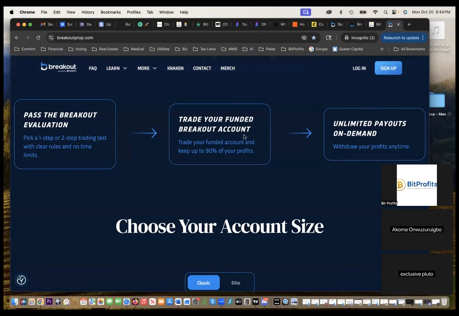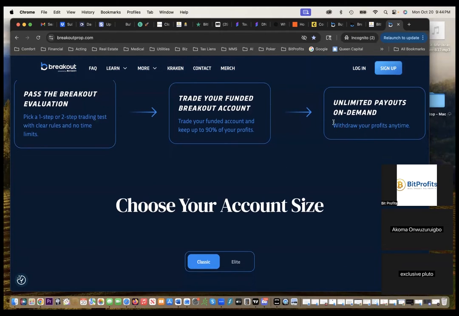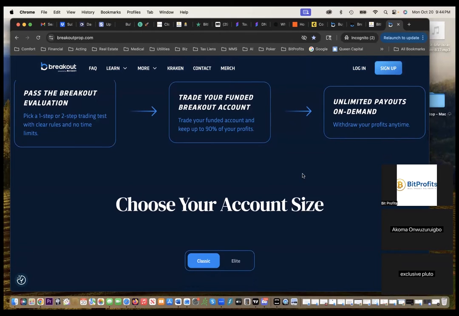You trade your funded Breakout account and keep up to 90% of the profits. So you get 90%, they get 10%. If you make $1,000, you keep 900, they keep 100. Unlimited payouts on demand, and you can withdraw anytime.